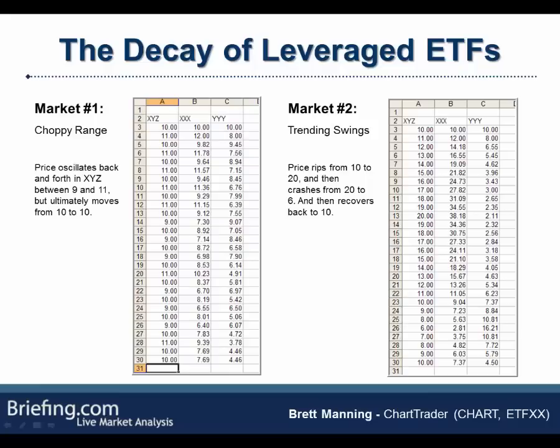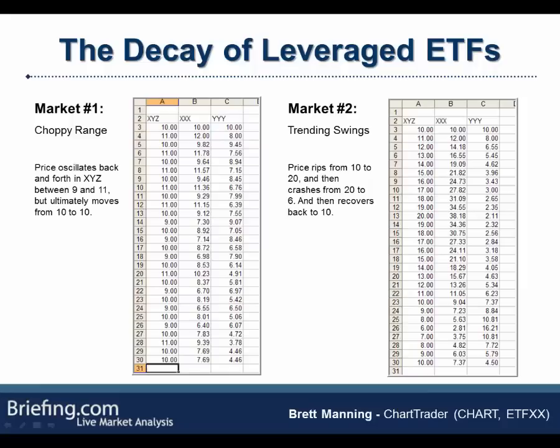In one of them, it chops back and forth. In the other one, it rallies up and then comes back down. In both cases, the leveraged vehicles all end up going down significantly as a result, right? By 30, 40, 50% over the course of 30 days in a sideways market. And that's how these things actually work. That actually happens. And I'll show you a real example of it in just a second.